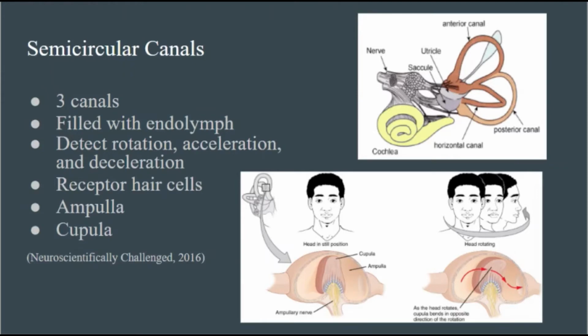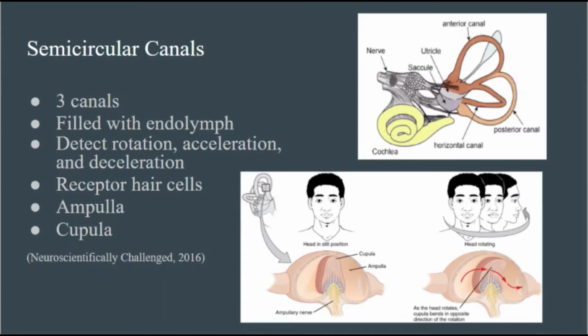The semicircular canals, they consist of 3 canals. So we have the anterior canal, the posterior canal, and the horizontal canal. So the first picture shows you the position of 3 canals. You have your anterior canal here on the top, your posterior is on the bottom, and your horizontal one is more flat. So these canals are filled with endolymph. Endolymph is a liquid substance.